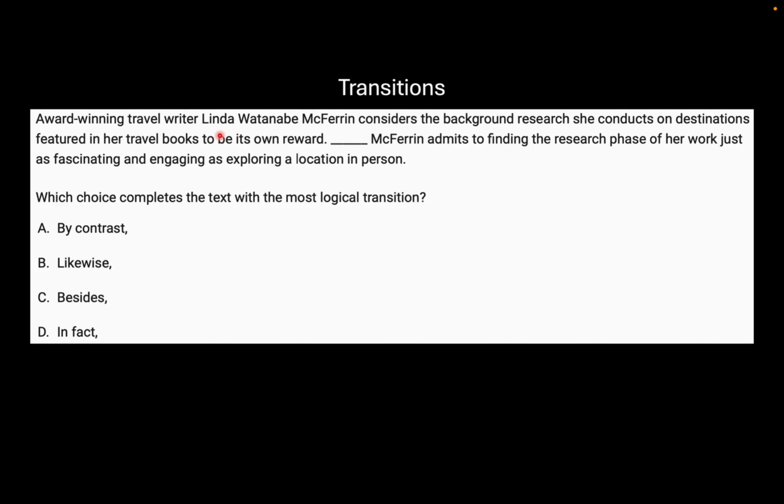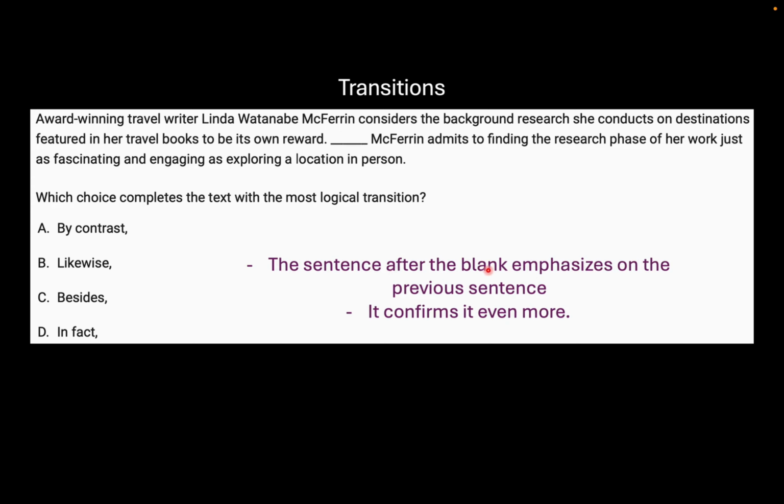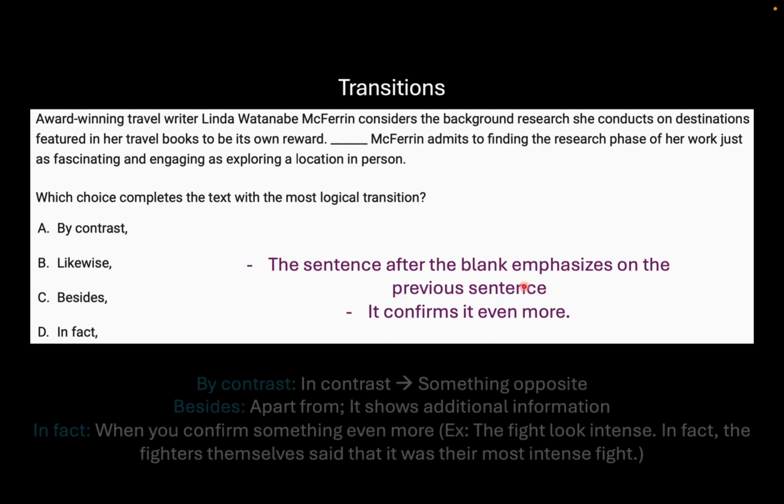Award-winning travel writer Linda Watanabe McFerrin considers the background research she conducts on destinations featured in her travel books to be its own reward. McFerrin admits to finding the research phase of her work just as fascinating and engaging as exploring a location in person. So the sentence after the blank emphasizes the previous sentence, and it even confirms it more.